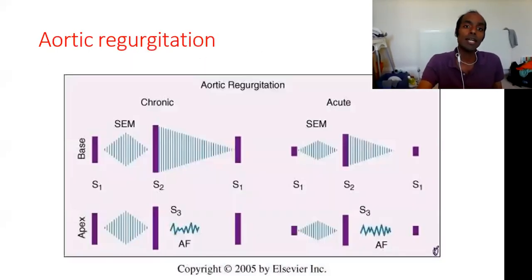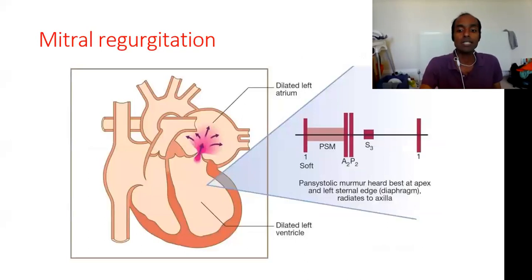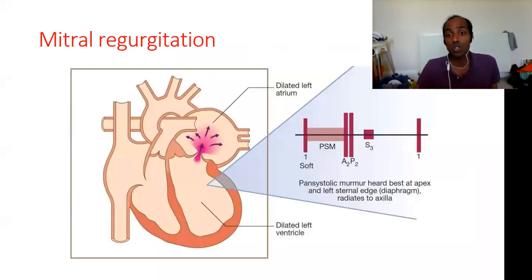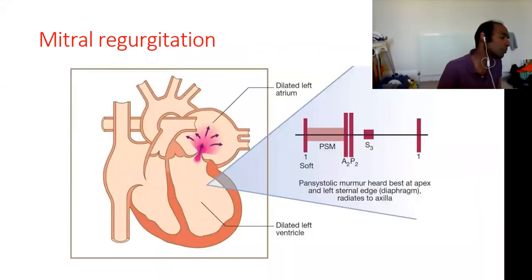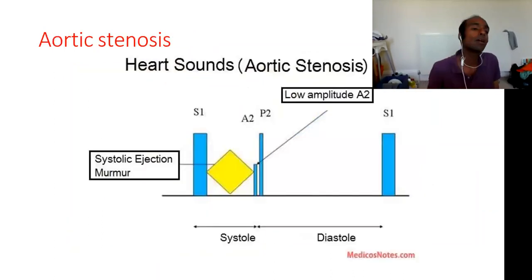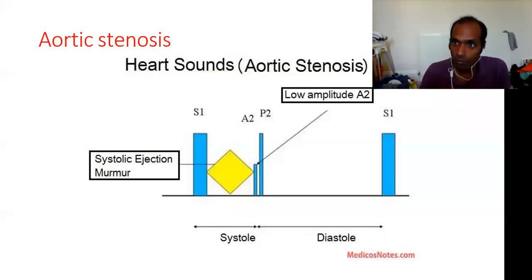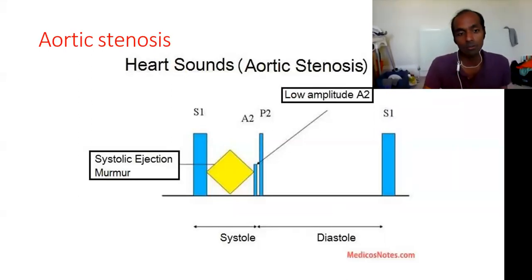Okay, auscultatory findings. Mitral stenosis, the murmur occurs due to flow across the mitral valve during diastole. So it is a mid-diastolic murmur, rumbling, low-pitched. Mitral regurgitation is during systole that the valve leaks back, and that is a pansystolic murmur radiating to the axilla. Aortic stenosis, it is due to ejection of blood across the aortic valve. So it's an ejection systolic murmur in the aortic area, radiating to the carotids.